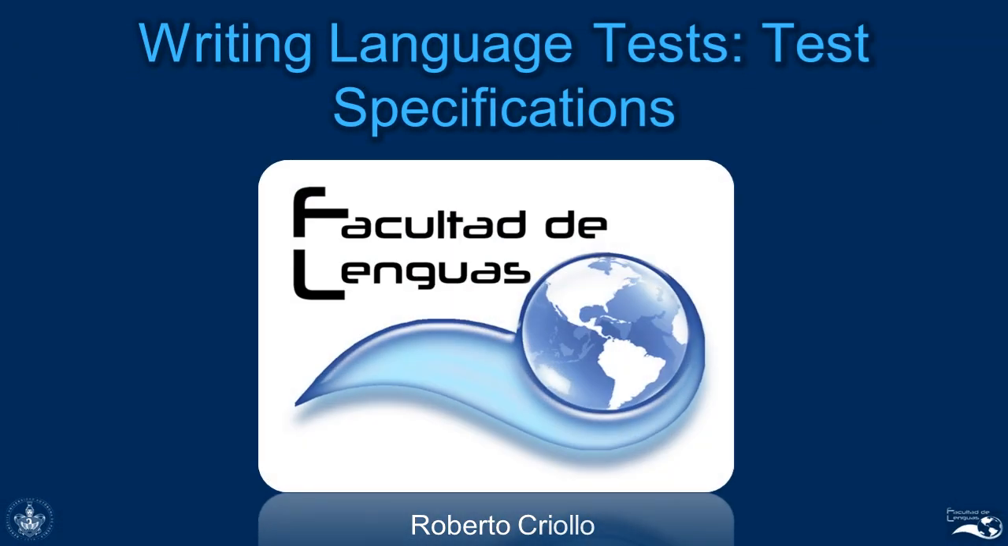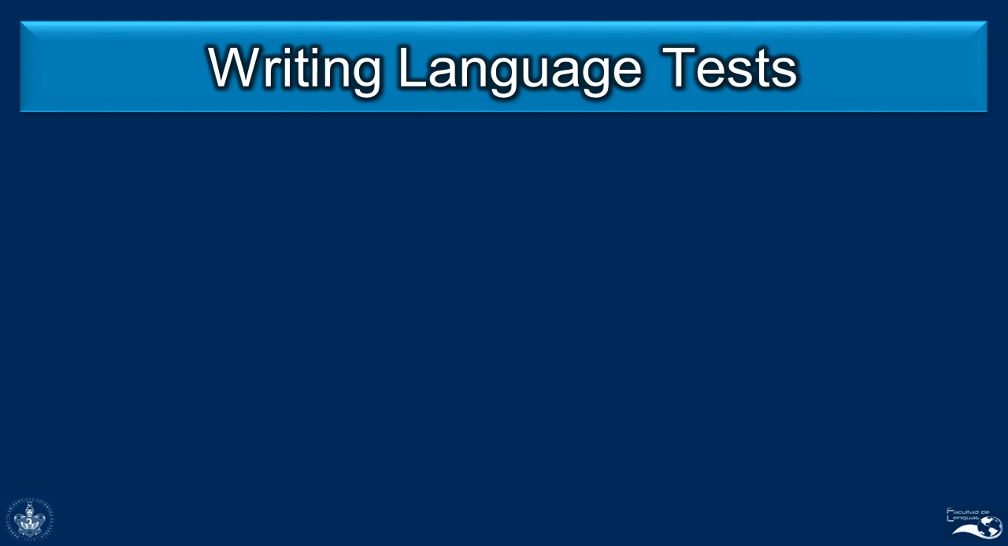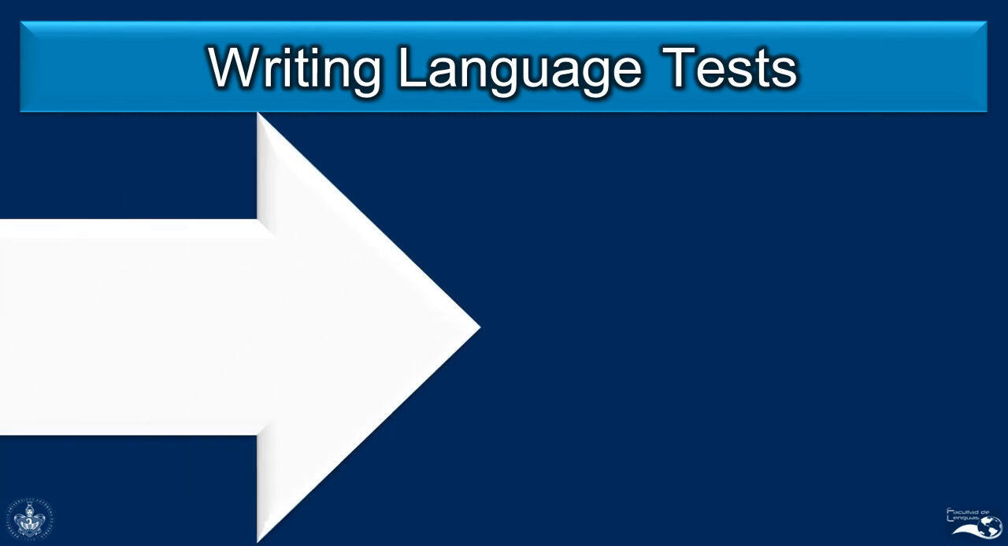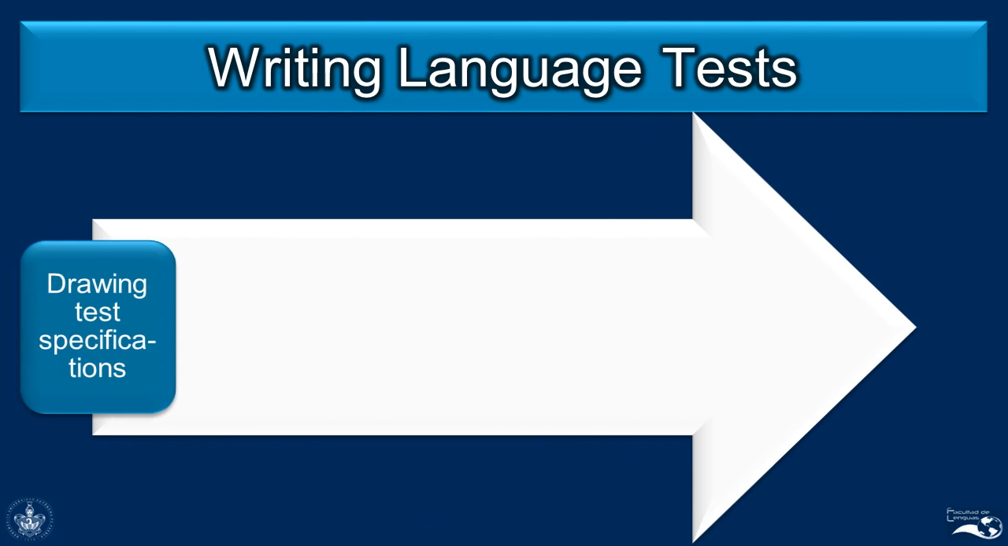Hello class, today we're going to be talking about writing language tests and we're going to focus specifically on test specifications. So, how do we write language tests? The process is very simple. It starts with the test specifications. That means the formula or the recipe or the blueprint for the test.